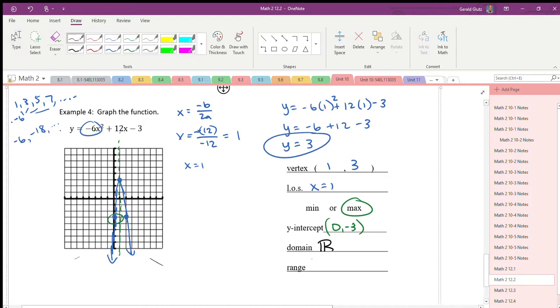Then the range, y is going to be less than or equal, because all these points on the graph are below this point, or equal to this point. So y equals 3 at that point. So y is going to be less than or equal to 3. So that's the notes for today.